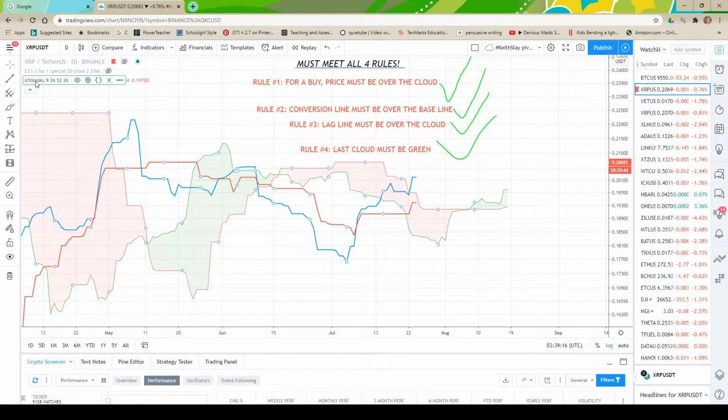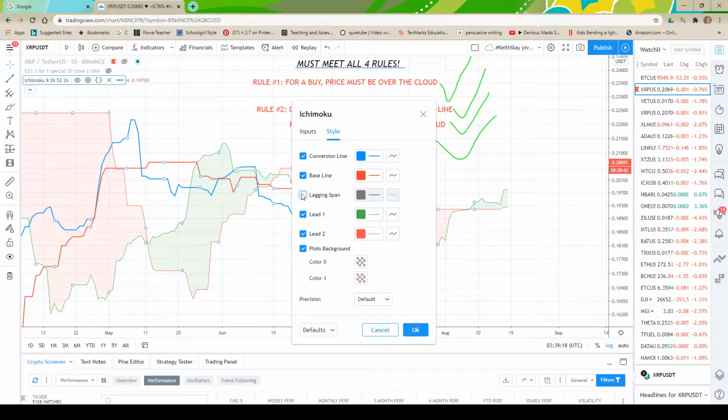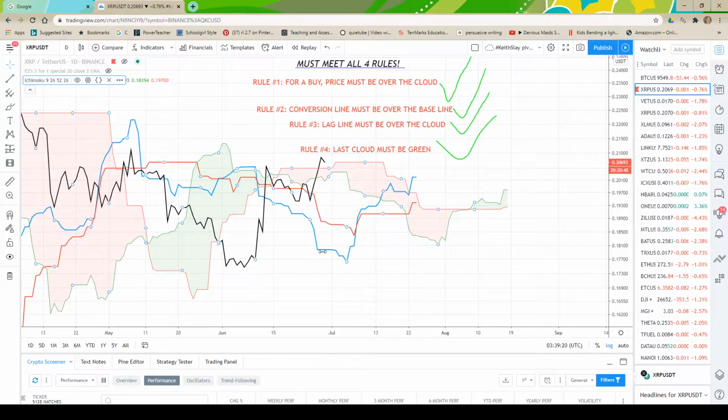So the lagging line, lagging span, whatever, 26 points behind. The cloud is the space in between the conversion line and the baseline. It's 26 points ahead, I said behind. The cloud is ahead. The lagging line is behind. All right, so this kind of helps give us a future prediction of what's going to happen. So that's my thought on that one. Cloud is in front. Lagging line is behind. And the price follows in between.